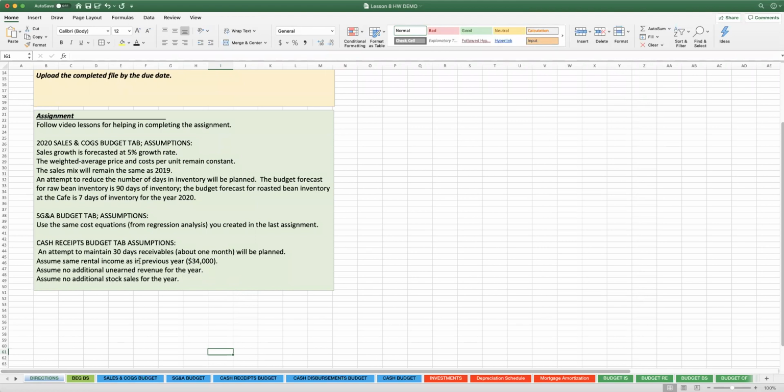We're going to assume the same rental income as previously. We're not going to increase our rental income amounts or monthly rates. We're not going to assume any additional unearned revenue for the year. So no change in that account. And we're not going to assume any additional stock sales for the year. Trying to keep it as simple as we can and just focus on the main moving parts.